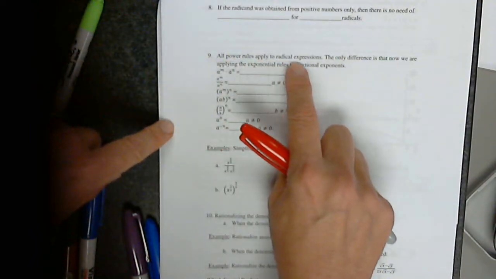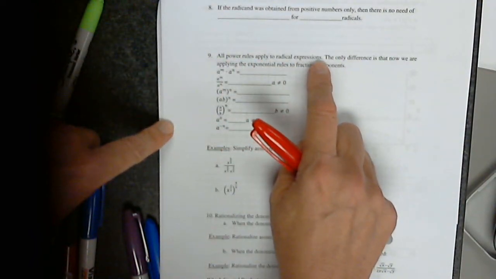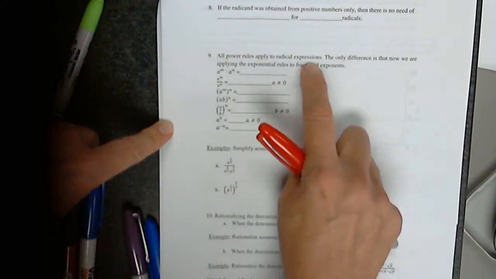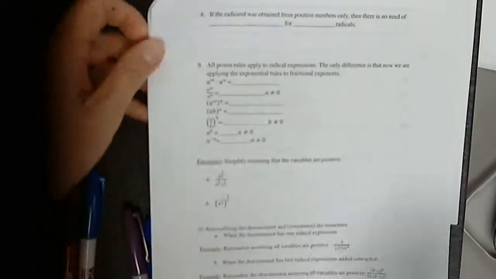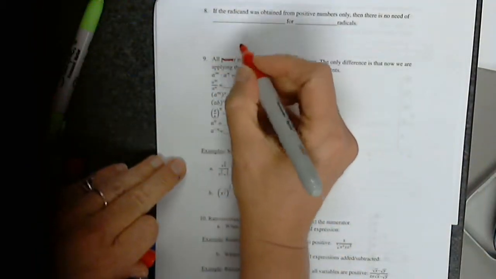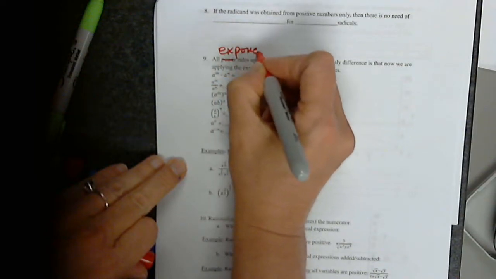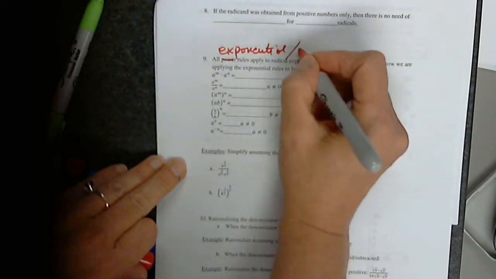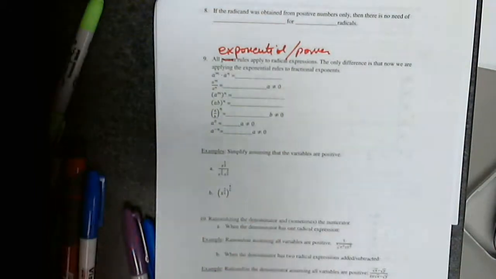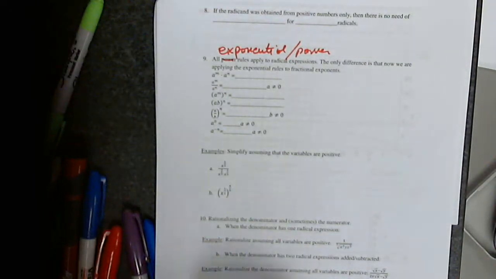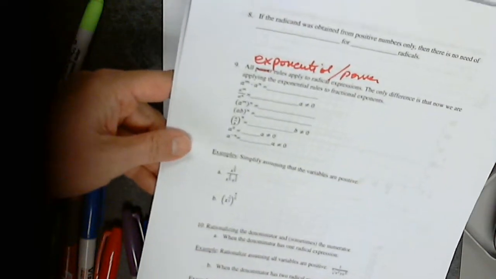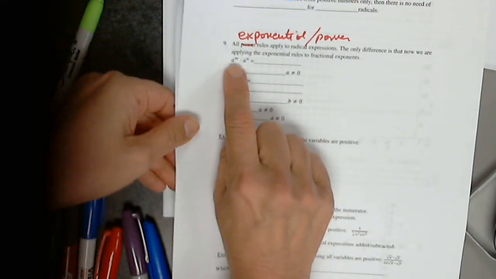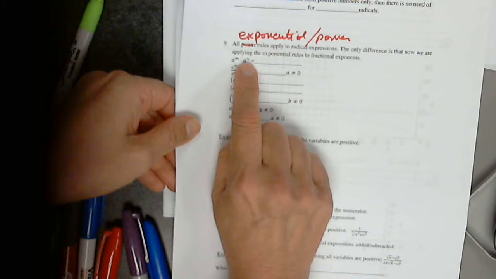All power rules apply to radical expressions. All power rules. So let me give you, I should say exponential rules, better here. Exponential. It's the same. Exponential or power is the same. But maybe that's better for you. So all exponential or power rules apply to radical exponents. Okay, so a to the nth times a to the nth.